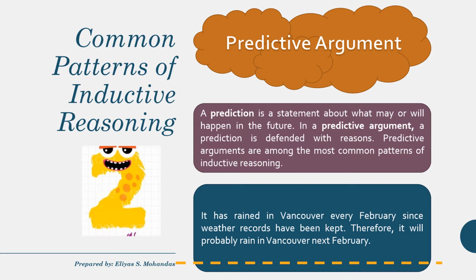Now let us look at the sample. It has rained in Vancouver every February since weather records have been kept. That is your first premise. Next is your conclusion. Therefore, it will probably rain in Vancouver next February. Now, as you can see here, your conclusion is basically a form of a prediction. But that prediction was made based on your premise. So this whole concept is called predictive argument. And when an argument is predictive, there's a chance that that argument is inductive argument.